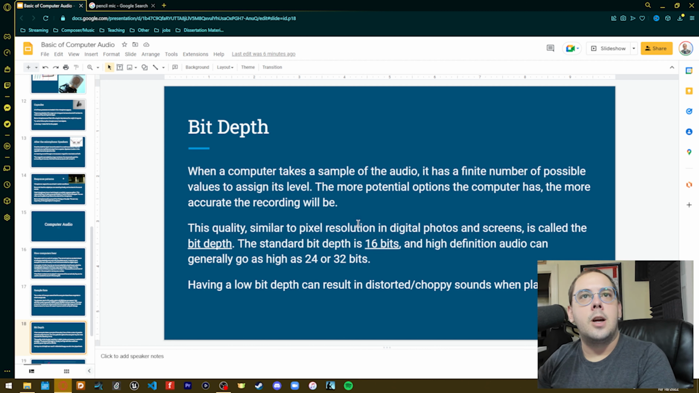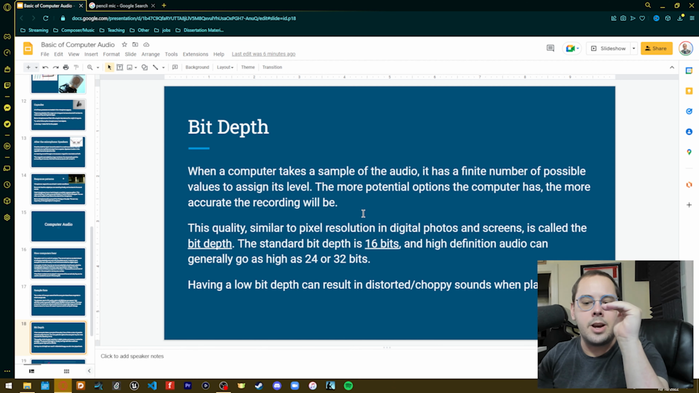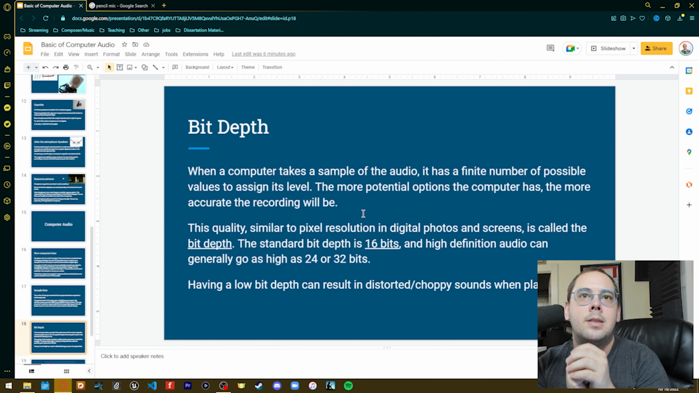The other thing to talk about is the bit depth. So when it takes a sample of the audio, like I said, the computer assigns it a number. The computer will have a set amount of numbers it can assign the voltage to. It basically says, hey, your voltage is here. That's closest to this number, so we're going to assign you to that number. That's what it'll be. The more options the computer has, the more, again, high resolution the audio happens to be.